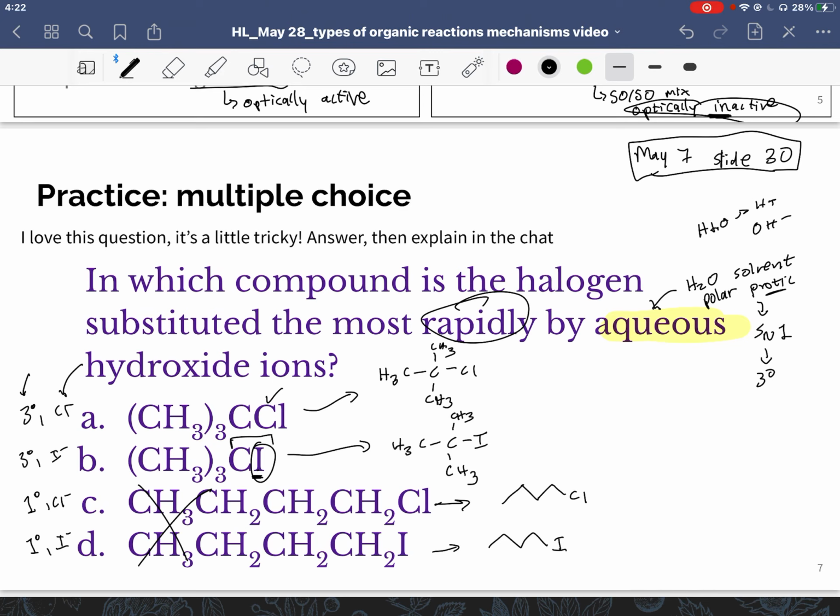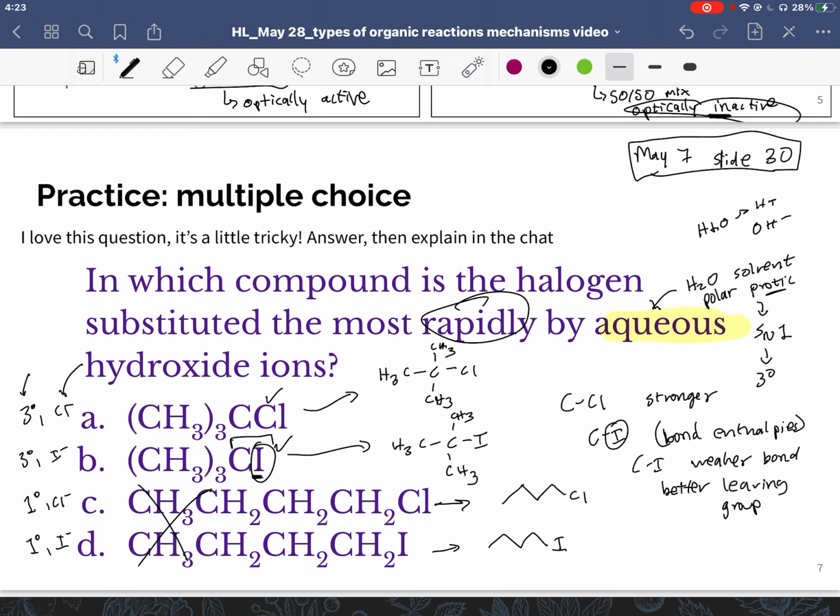Now I need to figure out which is a better leaving group, Cl or I. Well, the C-Cl bond is actually stronger than the C-I bond, which I can figure out based on bond enthalpies. I can look up the bond enthalpies for these different bonds. So because C-I is a weaker bond, it makes a better leaving group. The bond isn't being held as strongly, so I leaves more easily. It's not being attracted as tightly because I is bigger. So I is a really good leaving group. And so B is the answer.